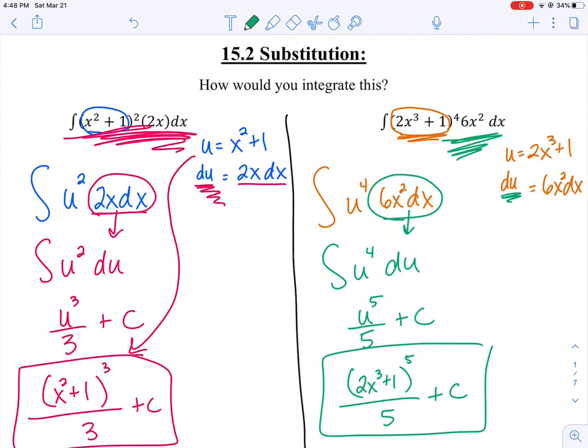So 15.2 is going to be all about this new technique we're going to use called U-Substitution. We use this technique when you see a chain rule. When you see a chain rule, that's probably our clue that we're going to try U-Substitution. We don't have product rule, we don't have quotient rule, but now we kind of have a technique that we can use when we see a chain rule type of problem.